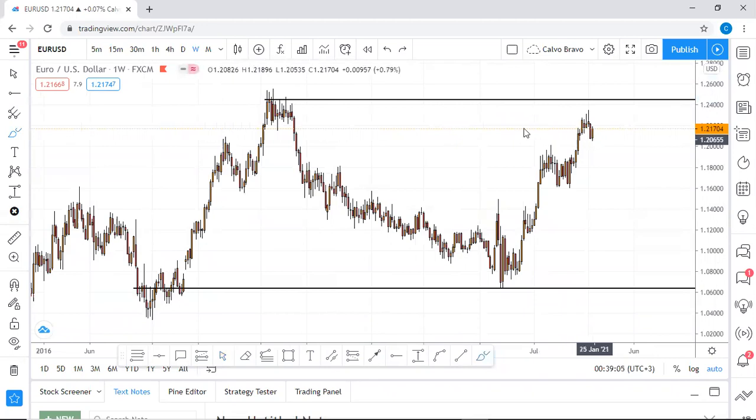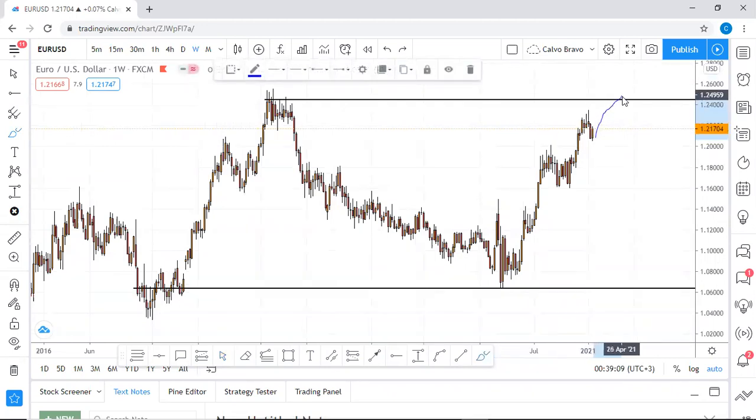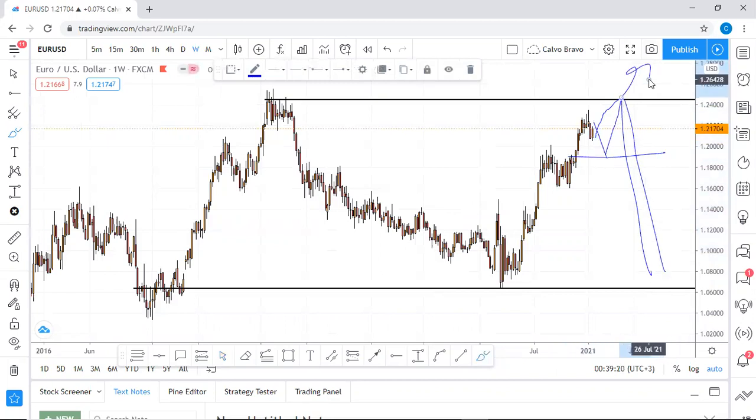So here the possible movement is either continue going up and drop, or drop first, touching this potential level and going up and drop, or go further upward. This is the weekly, the details on the weekly time frame.